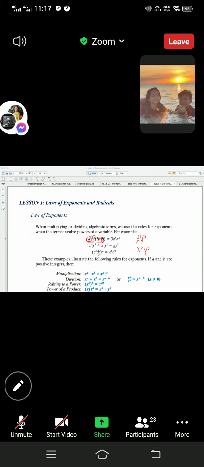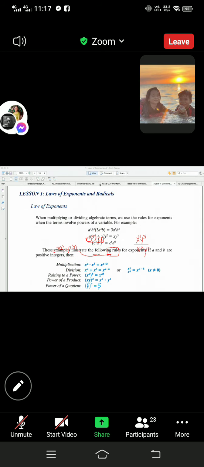And next is the quantity c cubed d squared raised to the power of 2. This is a power raised to a power. So when you rewrite this, that will become c cubed, then power raised to the power of 2, so that would be times 2. And then d squared raised to the power of 2, so that's 2 times 2. So that would be c to the power of 6, d to the power of 4.